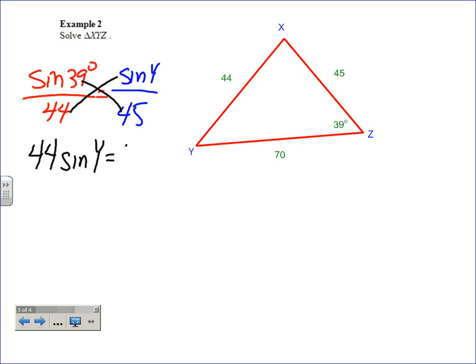And then 45 times that. But wait a minute. Why is this one different from the one we just did? Yeah, we are going to have to use arcsine on this one. And I would consider that as being the last thing you do to get the variable by itself. Because right now the variable is not by itself. It has a 44 on that side and it has a sine.